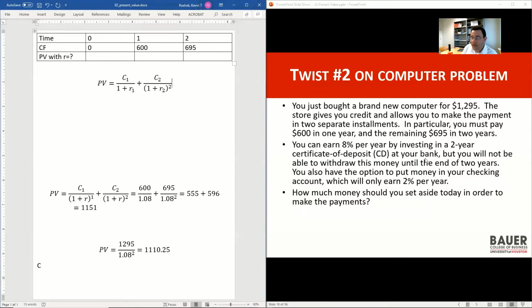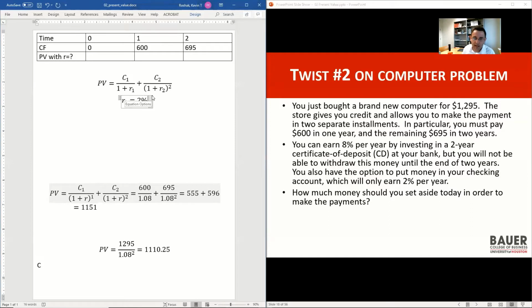Economically, how much can we earn in 1 year? What's our cost of capital over a 1-year horizon so that we make this first $600 payment? In short, what is R1? Well, we can't earn 8%. That's impossible over a 1-year horizon. In order to earn 8%, we need to keep it in the CD for 2 years. So we can't earn 8%. The only option we have over a 1-year horizon is 2%.